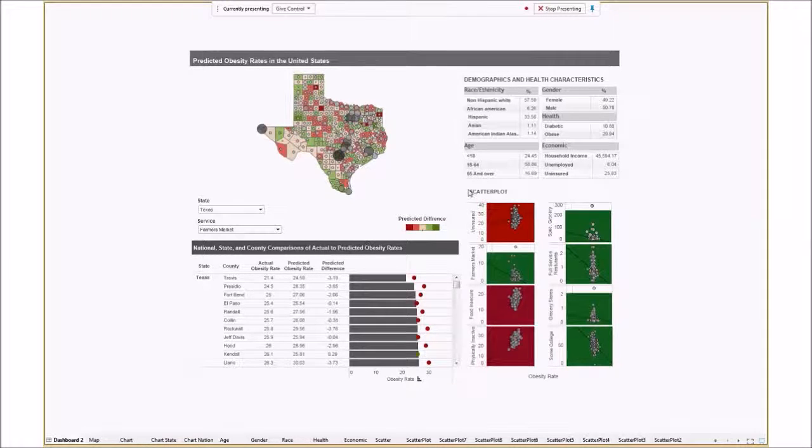And then we can look at the state's demographics, the county rankings, and then the scatter plots for the state. And so we can see here that farmers markets are strongly correlated with a decrease in obesity rates. So potentially we could look at the areas that are deep red, the counties that are deep red, and one service could be increasing the number of farmers markets in that area.